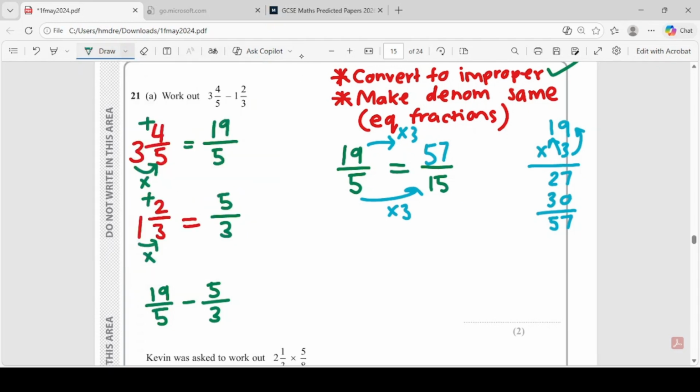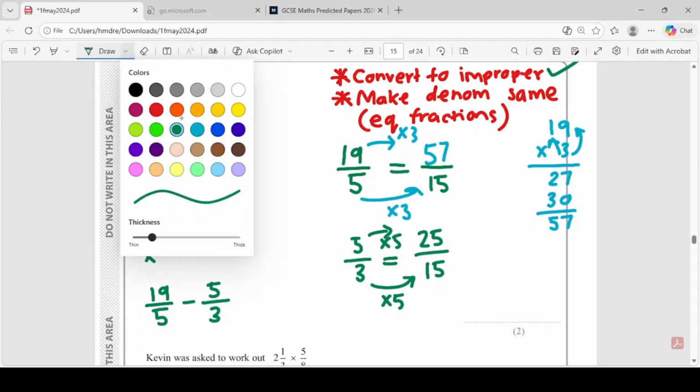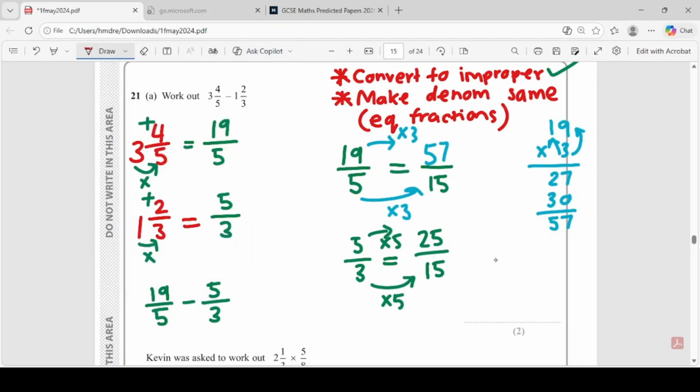And then we've got to convert the other fraction as well. 5 over 3. We want it to be something over 15. What do we do to the base? We times it by 5. So at the top, we have to times it by 5 too. So 5 times 5 is 25. Okay, which means then we've got 57 over 15, take away 25 over 15.